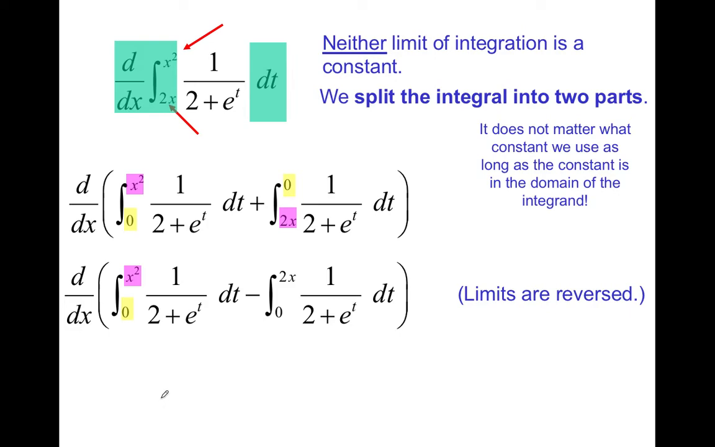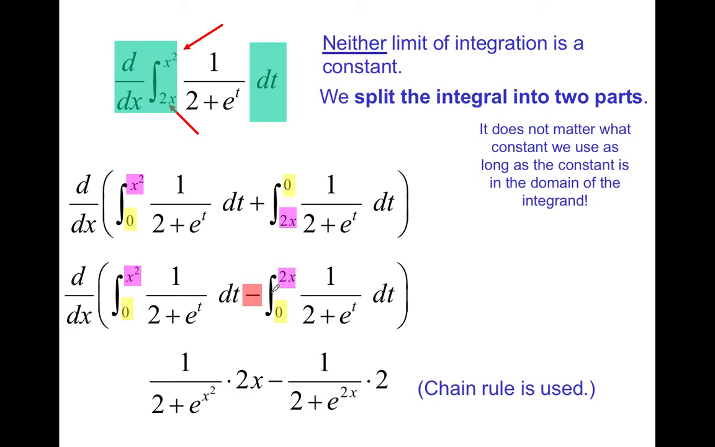Now look at what I've done. I left the first integral the same, but what did I do to the second one? I switched the 0 and the 2x, I switched their position, so how did I have to pay that price? Negatize. Going from 0 to x squared and going from 0 to 2x, negatize it.